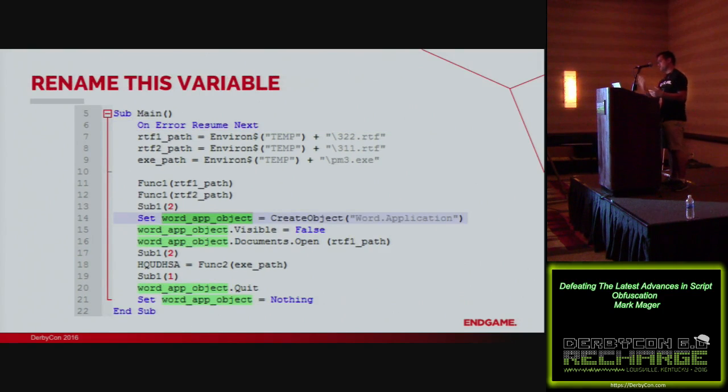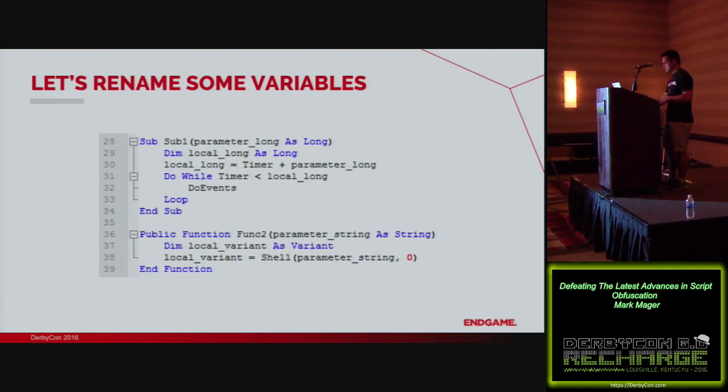If we go through and relabel any instance with that to Word app object, it becomes clear that we're dealing with a reference to a newly spawned Word application that we're actually setting to false. And then we're opening the first RTF document that's referenced on line 7. Now, later on, that's going to be terminated. Then we dereference that object.